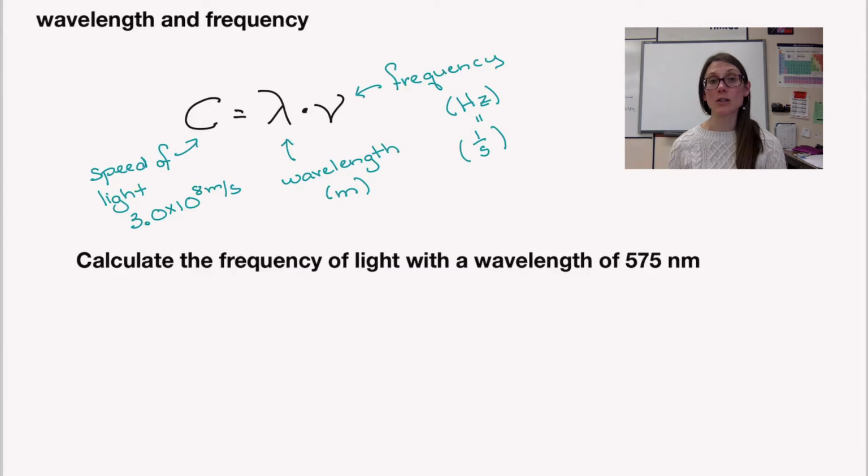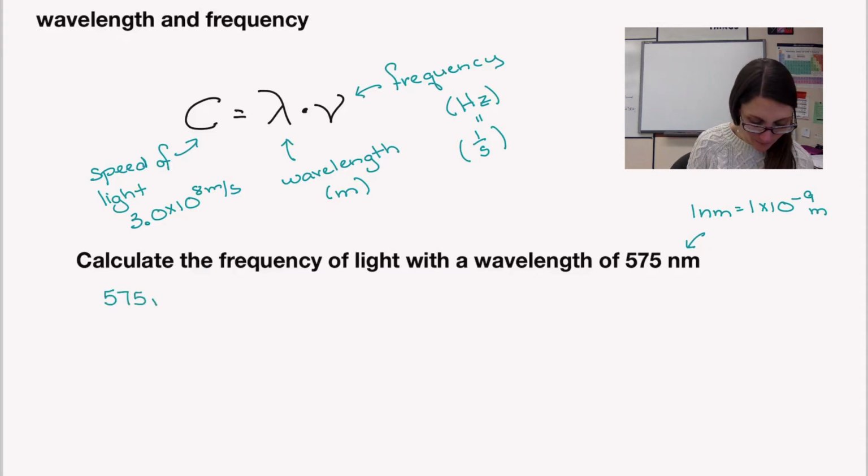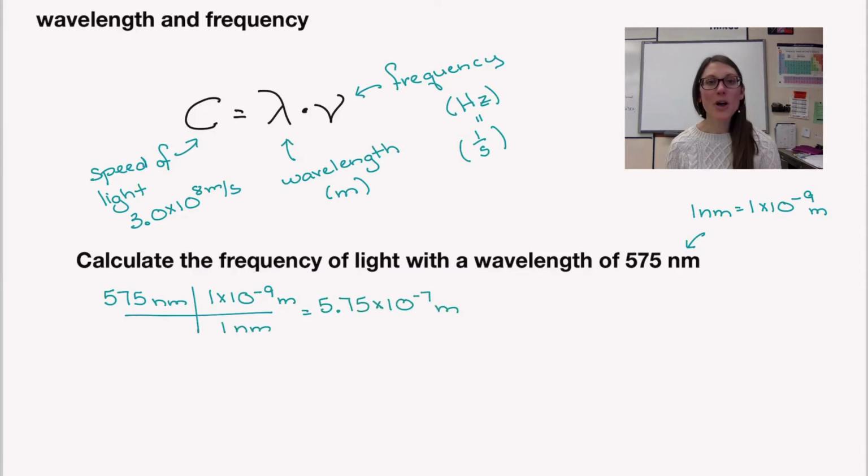The first thing you'll need to do before we can use that wonderful equation up top is convert from nanometers to meters. I'm going to remind you that 1 nanometer is 1 times 10 to the negative 9th meters, and you can do this conversion either using proportions or dimensional analysis. I'll use dimensional analysis right now and do this conversion. Once you have your wavelength in meters, you can plug it into your equation involving the speed of light and solve for the missing variable, which is going to be our frequency here.